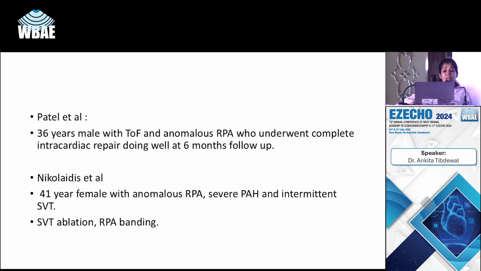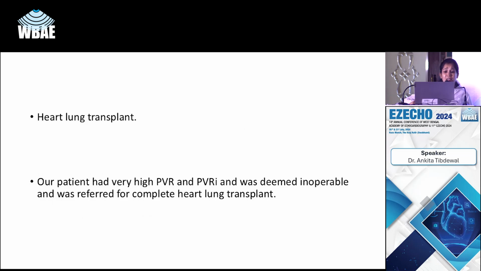patient of this case. A 41-year-old female with anomalous right pulmonary artery, severe PH, and intermittent SVT. So SVT ablation and RPA banding was attempted for this patient. After RPA banding, the RPA pressures were found to be reduced, and the patient was also clinically improved at 6 months following this procedure. So the authors of this case report suggested that PA banding can be a good option for adult patients with severe pulmonary artery hypertension where other complex surgeries are difficult.